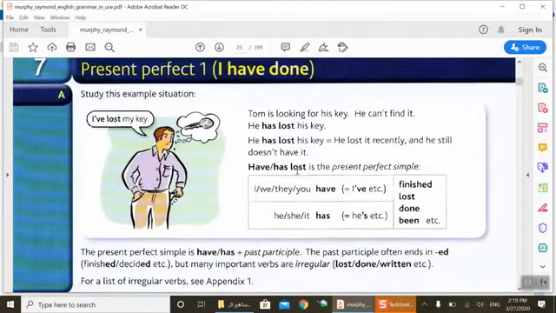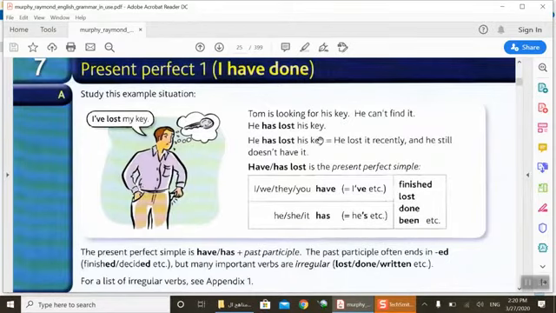We have here an example about the use of this tense. When do we use it? Tom is looking for his key. It means now he is looking. Okay, this is present continuous. Tom is looking for his key. You see, this is the picture. Now he is looking for his key.